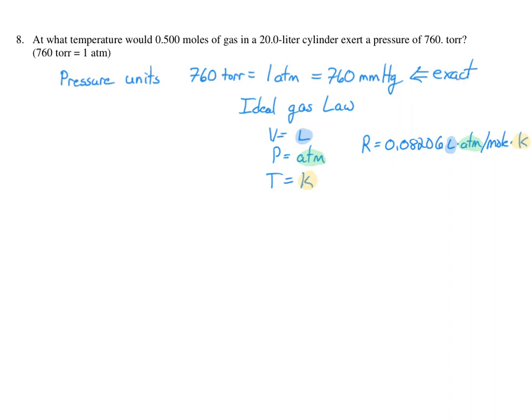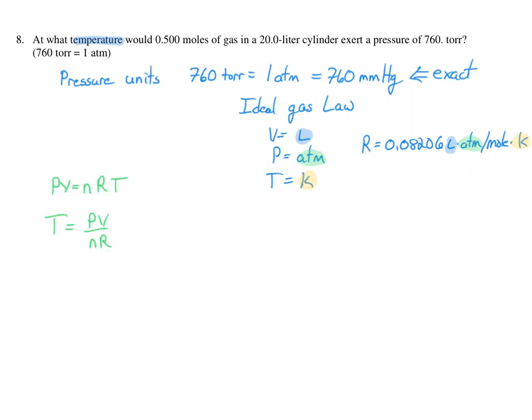Now, when we're using the ideal gas law, remember you have to use appropriate units. Volume has to be in liters, pressure in atmospheres, temperature in Kelvin. It's easy to remember this. All you need to do is to refer to your value of R. In R, we see that there are units of liters, atmospheres, and Kelvin. So we start our problem with the ideal gas law, and we're going to solve for temperature.